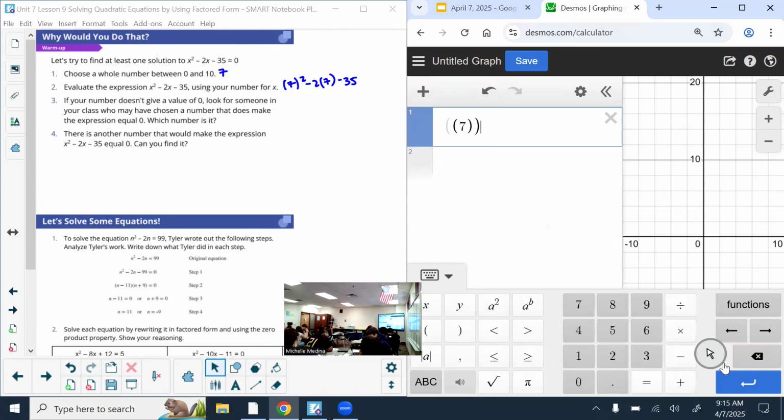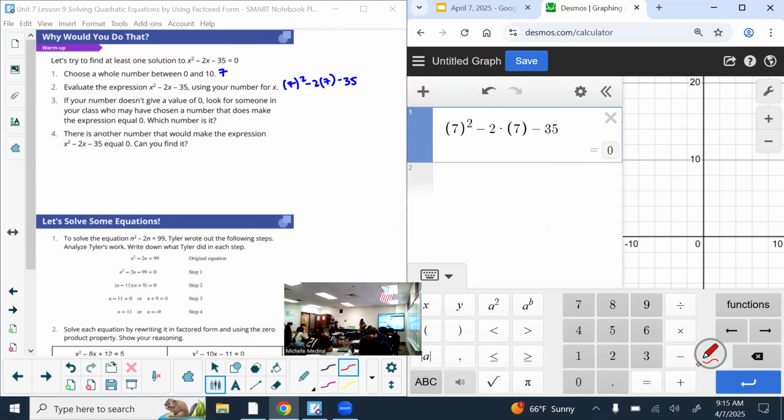So let me put that in parentheses. So 7 squared minus 2 and 7. And if you're using the Aspire calculator tomorrow, you'll hit that times button. And then minus 35. And that does give me 0, which the next question says, if your number doesn't give a value of 0, look for someone in the room and ask them if the number they chose makes it 0. So we already got it first try, so we don't have to do that, but that's what you would have done if you didn't get it right off the bat.